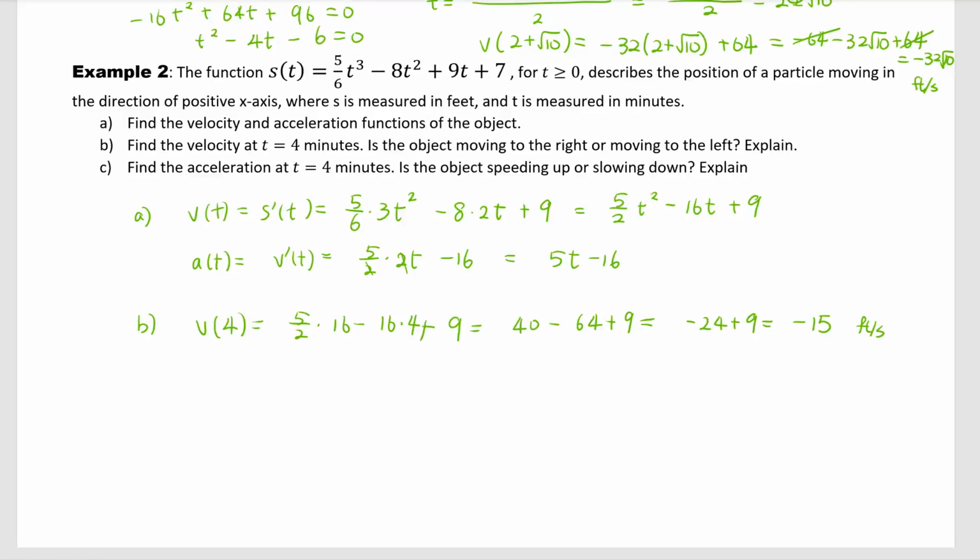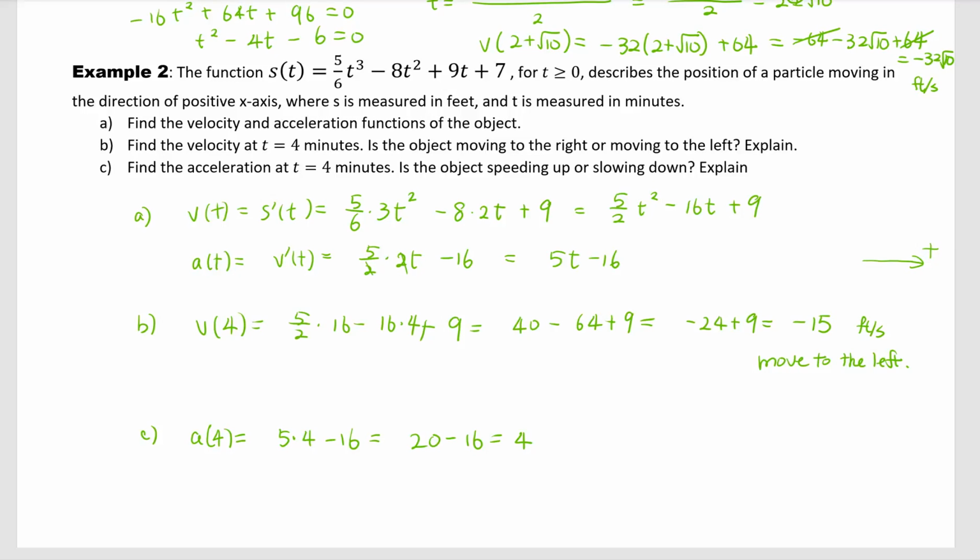Is the object moving to the right or moving to the left? Well, because you set the positive x direction as the positive direction, right? Then because it's negative, it's moving to the left. Okay. So part C, acceleration. Acceleration, we want to plug in 4. Then 5 times 4 minus 16. Oh, that's 20 minus 16, which is 4. Okay, so 4.